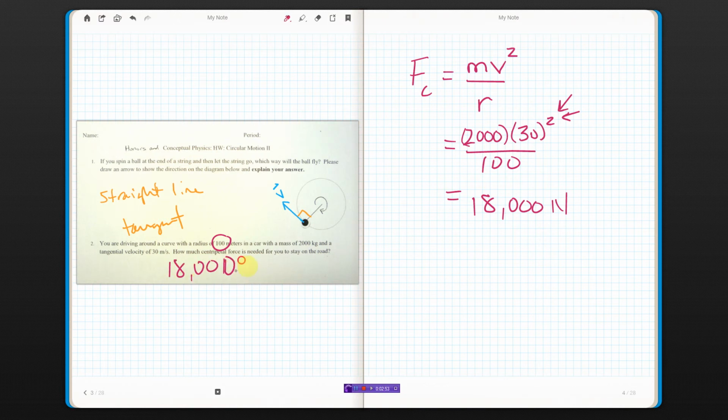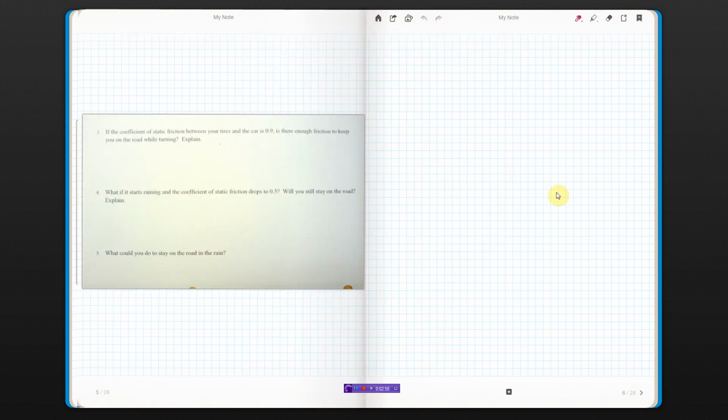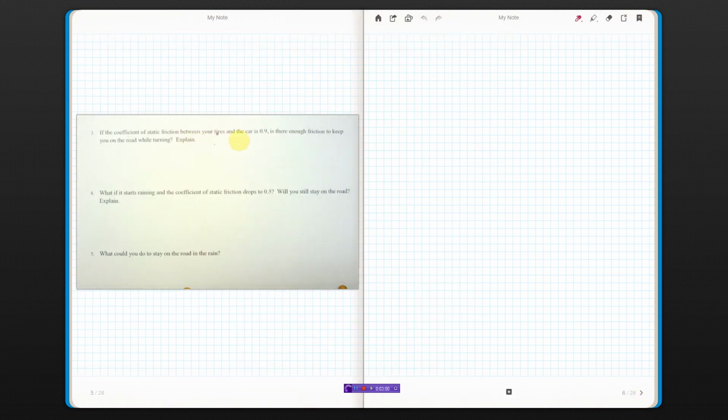Okay, flip to the back. If the coefficient of static friction between your tires and the road is 0.9, by the way, kind of an unrealistic number unless it's a race car on a nice dry day. Anyway, is there enough friction to keep you on the road while turning? Explain. All right, here's the thing.